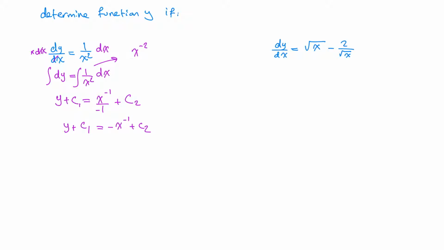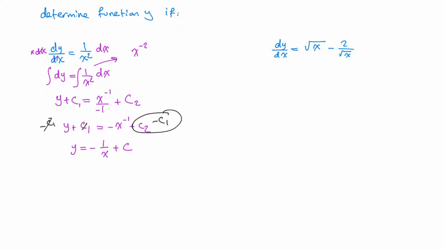Now by subtracting c1 from both sides, these two will just become one constant value, and I remove the c1 from here. So I get y is equal to negative, and x to the negative 1 is the same as writing 1 over x, plus some constant value, and that is my final solution.